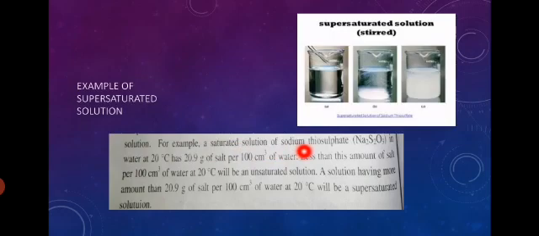A saturated solution of sodium thiosulfate in water at 20 degrees centigrade has 20.9 grams of salt. Only 20.9 grams of this salt dissolve in 100 cm cubed of water. When this is dissolved, it makes the saturated solution. When less than 20.9 grams dissolve, it will be unsaturated. When more than 20.9 grams dissolve, it is a supersaturated solution.